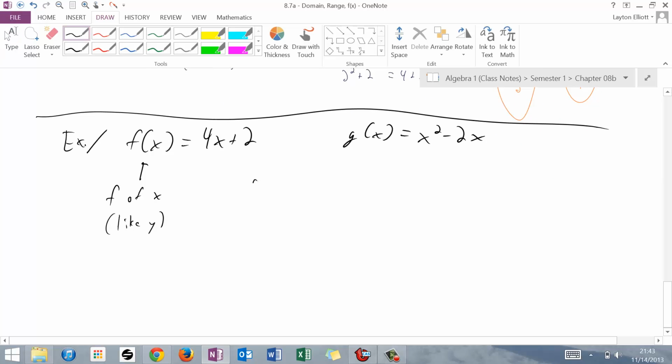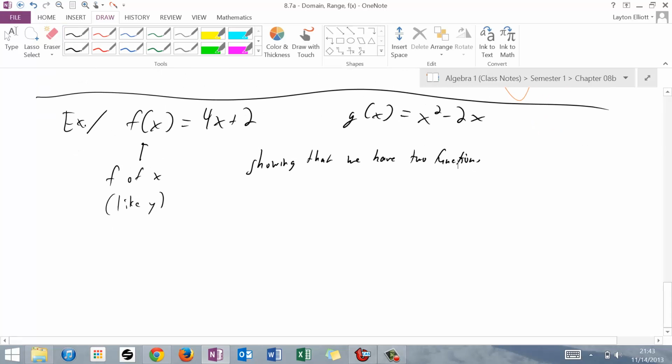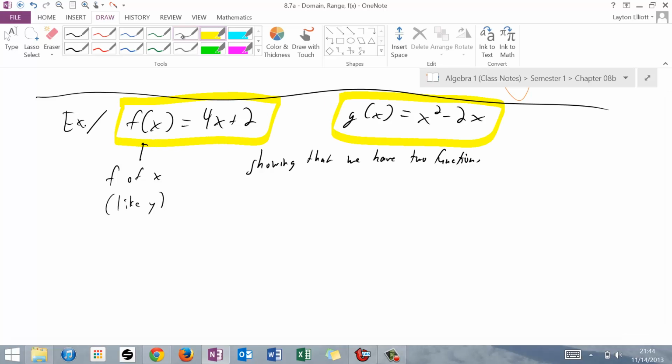This is actually showing that we have two functions. And that's very good. We have two functions because it's in function notation. And that's what this is called. This is called function notation. So I've got two functions. I've got an f and I've got a g. And I'm going to show you some of the things we can do with that.